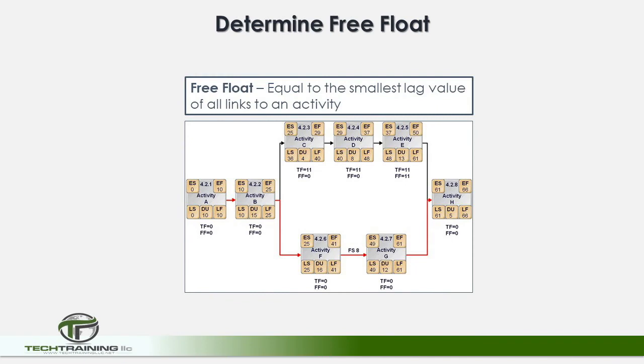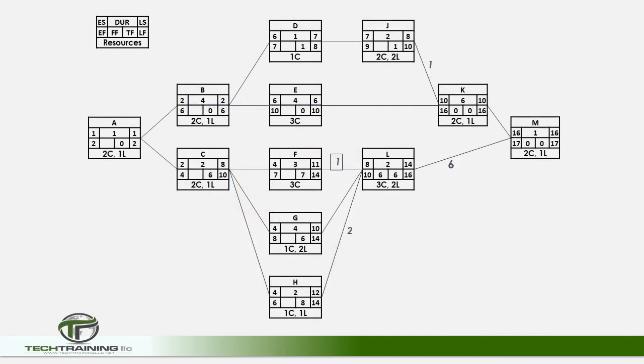And finally, free float. Free float is the amount of additional time you have on an activity before it impacts the next activity. Free float is equal to the smallest lag value of all links returning to an activity. As an example, the free float of activity L would be 6, while the free float of activity K would be 0. And when we complete all of the free float, the completed schedule should look like this.